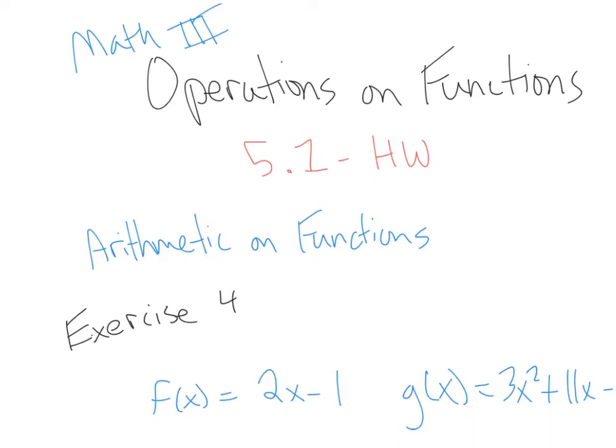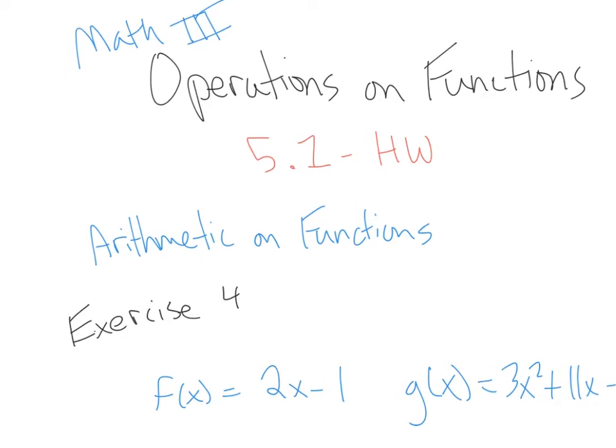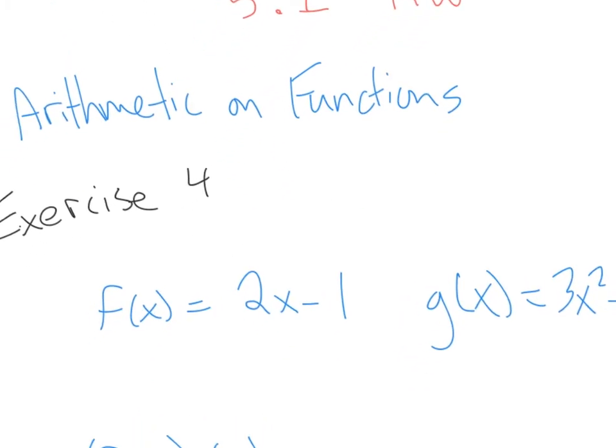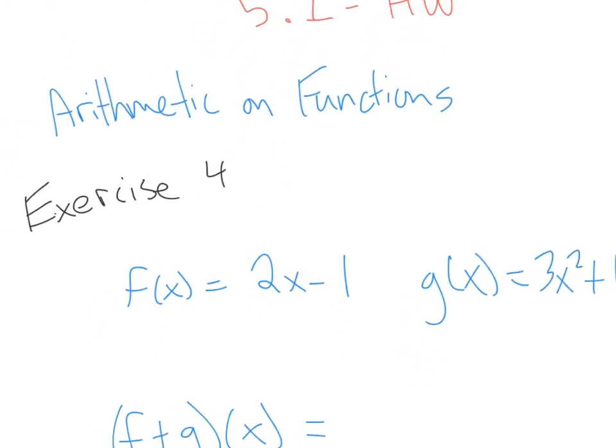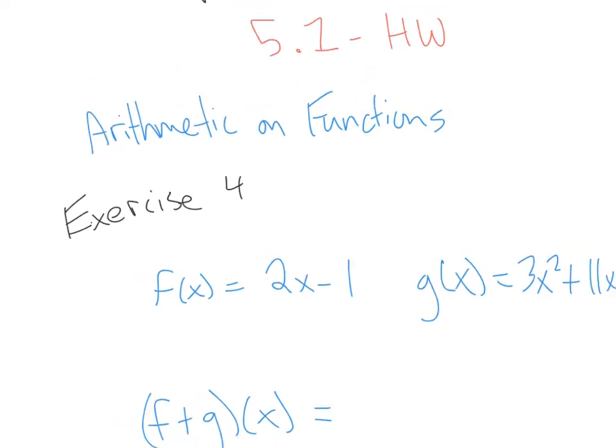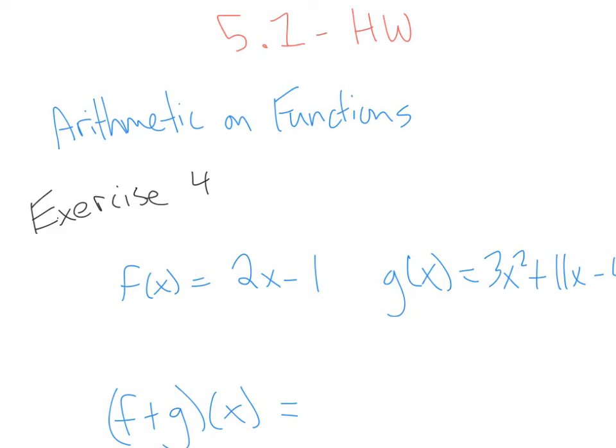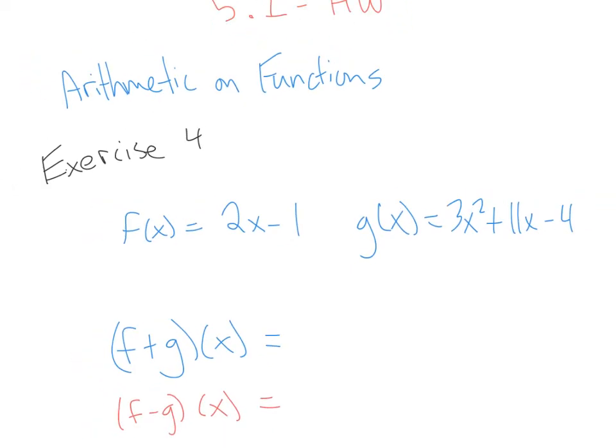Let's start out with the page titled Arithmetic on Functions, and in particular I want to highlight exercise 4. For these first 4 exercises in your homework, you're given 2 functions, and then you need to perform different arithmetic operations with those functions. In particular, you got to do addition, subtraction, multiplication, and division. So I've written those 2 functions here. f of x equals 2x minus 1, and g of x equals 3x squared plus 11x minus 4.